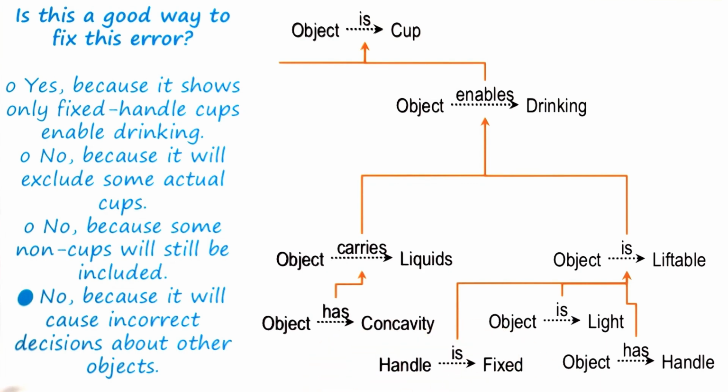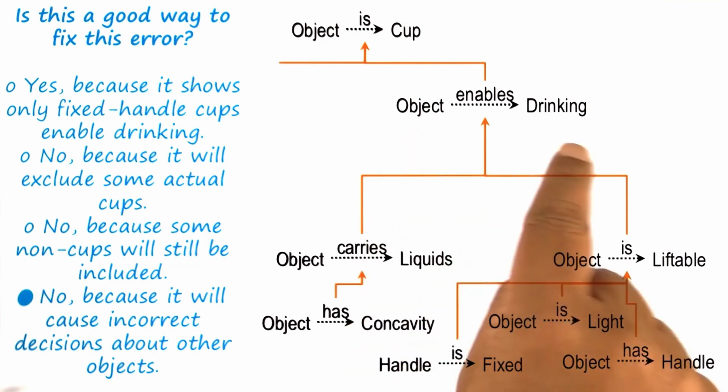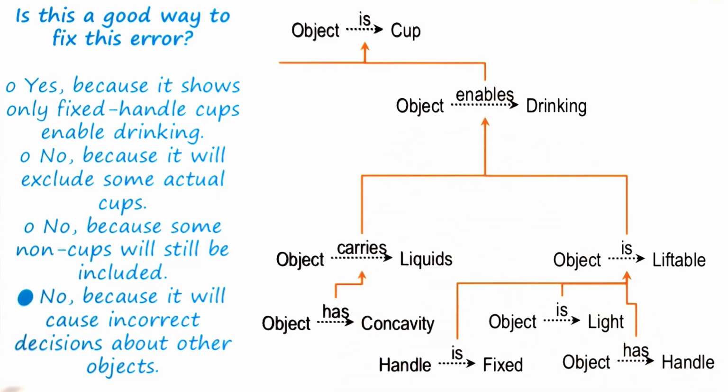It suggests that only those things which have a fixed handle are liftable. But of course, from the pail we know that the pail does not have a fixed handle and yet the pail is liftable. This suggests that handle is fixed should go somewhere else, perhaps above object is liftable but still below object enables drinking. The agent too can figure out that this is not the optimal place for putting handle is fixed because A, it violates its notion of a pail. A pail is liftable but has a movable handle.